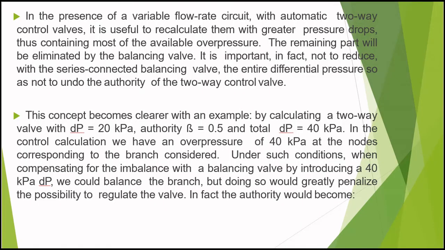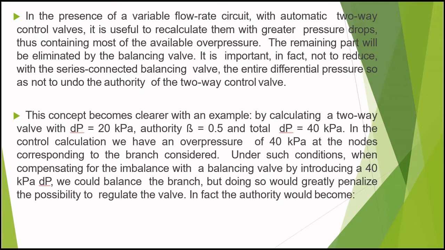Now, in case we have a variable flow rate circuit with automatic two-way control valves, it is useful to recalculate them with the greater pressure drops, thus containing most of the available overpressure. The remaining part will be eliminated by the balancing valve. It is important, in fact, not to reduce with the series connected balancing valve the entire differential pressure so as not to undo the authority of the two-way control valve. This concept becomes clearer with an example.